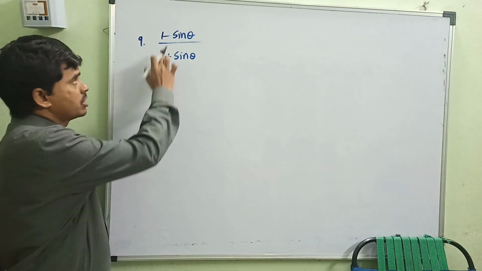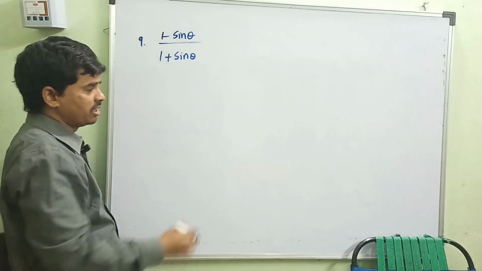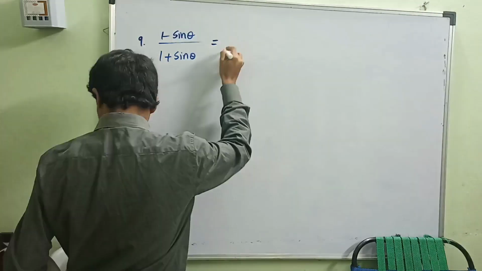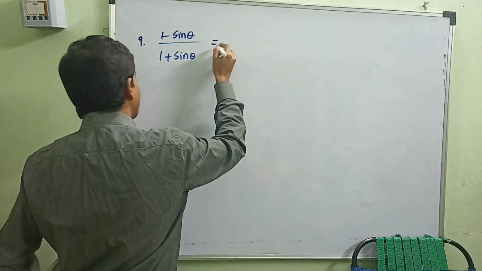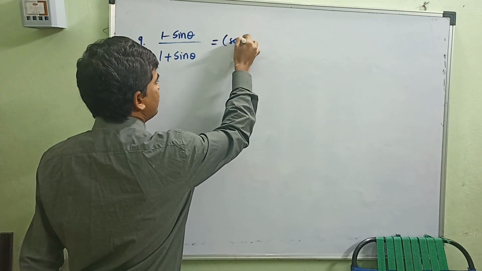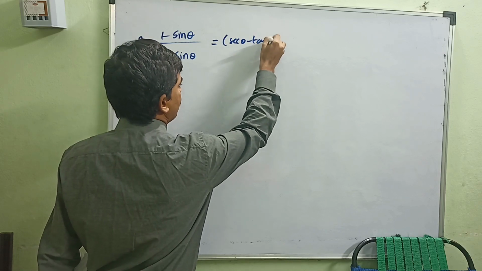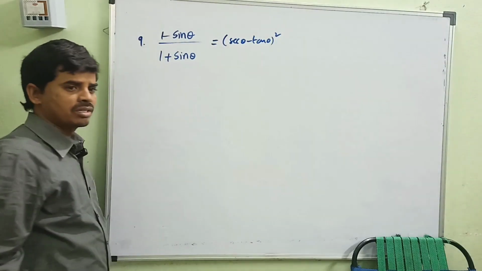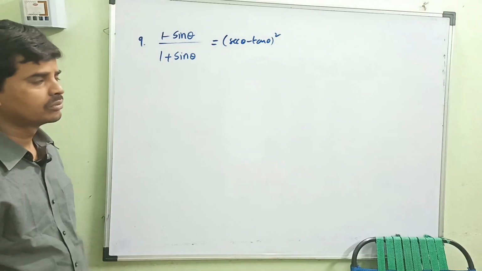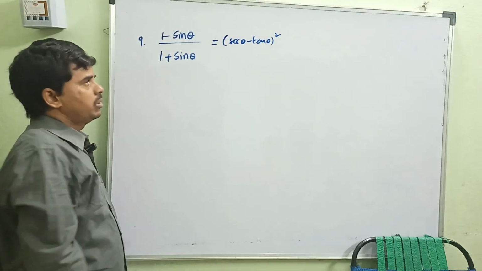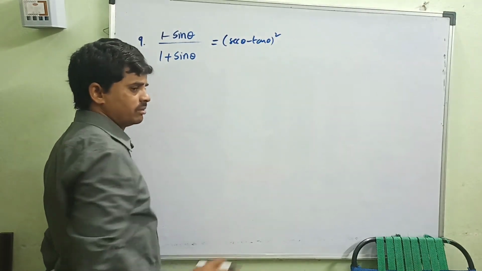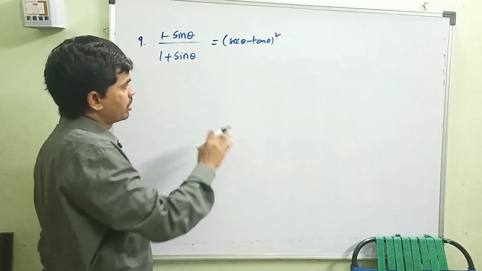So now the ninth question is (1 minus sin theta) by (1 plus sin theta), and what is required to prove is (secant theta minus tan theta) whole square. This is what is required to prove. So what we require is (secant theta minus tan theta) whole square.